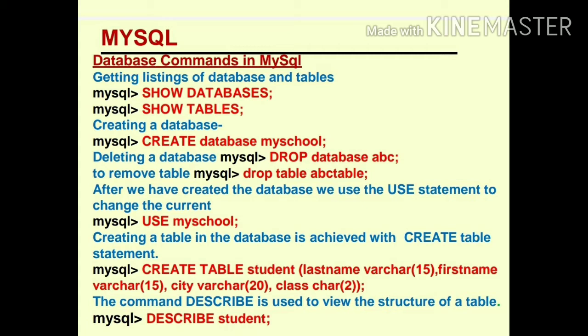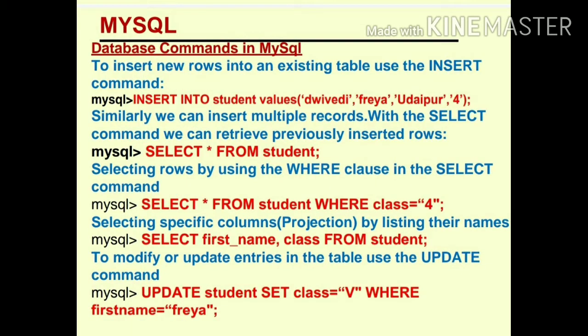Create table command is used to create a table, but it can be used only when you have created a database and when you use the database or open the database. Create table, name of the table, column name, its data type, size, separated by comma, this you have to use. And if you want to see the structure of the table, we use the describe command.